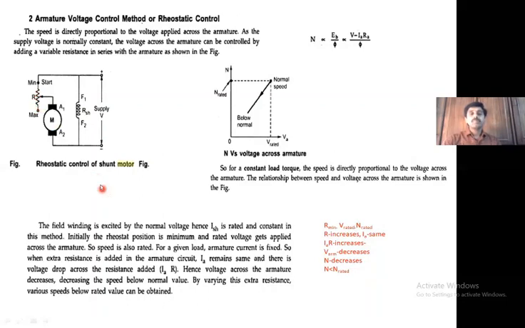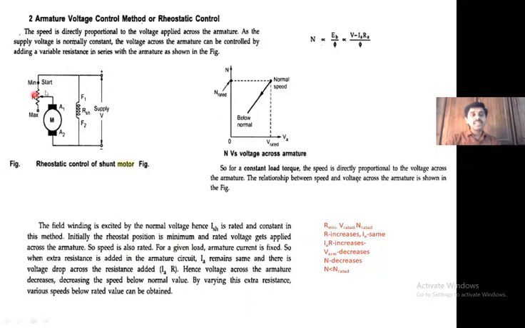So you can observe, when this resistance is at minimum position, then the voltage applied is rated. The field winding is excited by normal voltage, hence Ish is rated and constant in this method. As we said, when the rheostat is in minimum position and rated voltage is applied across the armature, rated speed can be obtained.